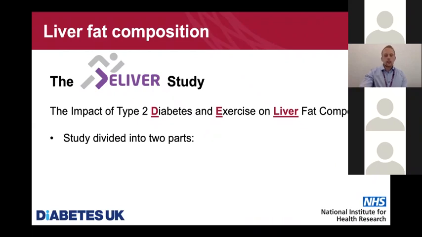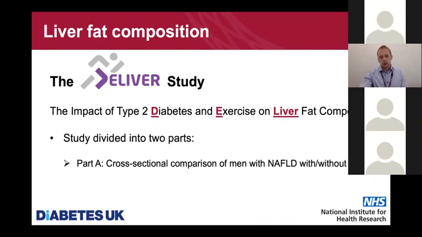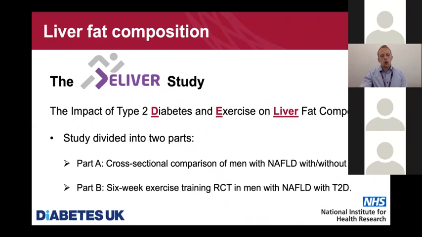So the study is split into 2 parts to answer the 2 different questions. So part A is a cross-sectional comparison of men with NAFLD, both with and without type 2 diabetes. Part B is then a 6-week exercise training intervention in men with non-alcoholic fatty liver disease and type 2 diabetes.